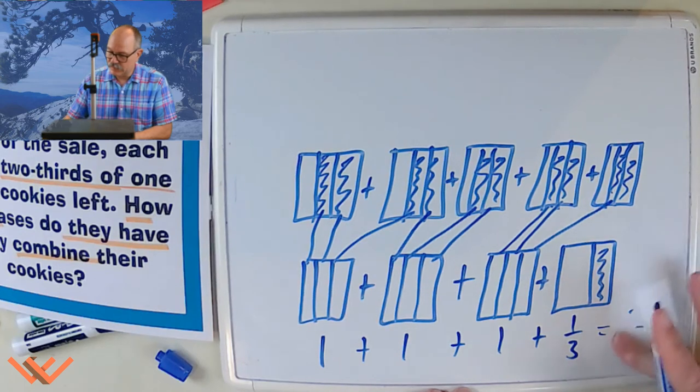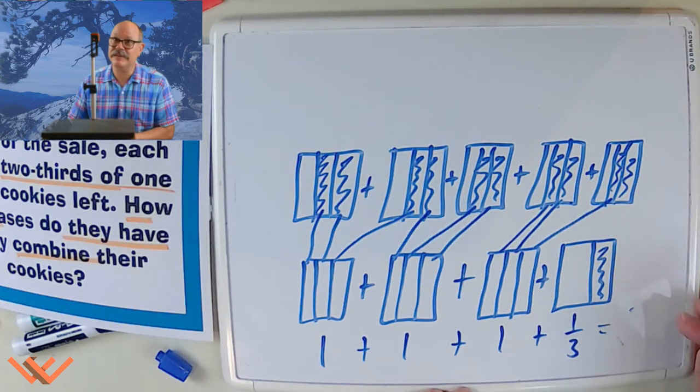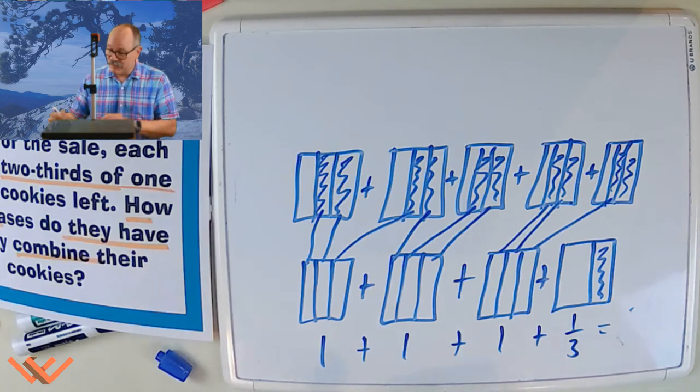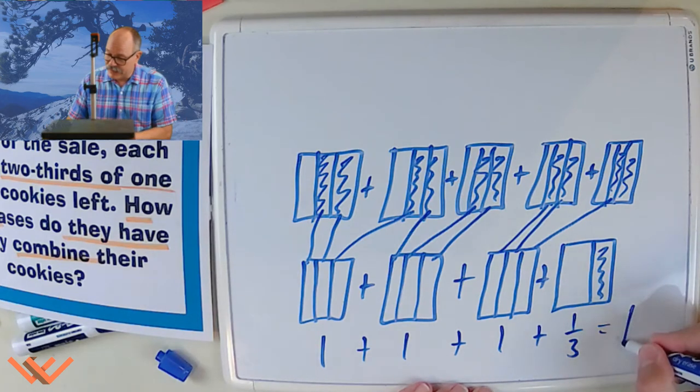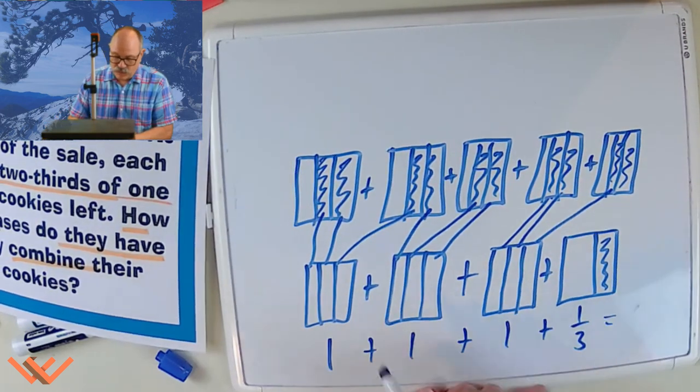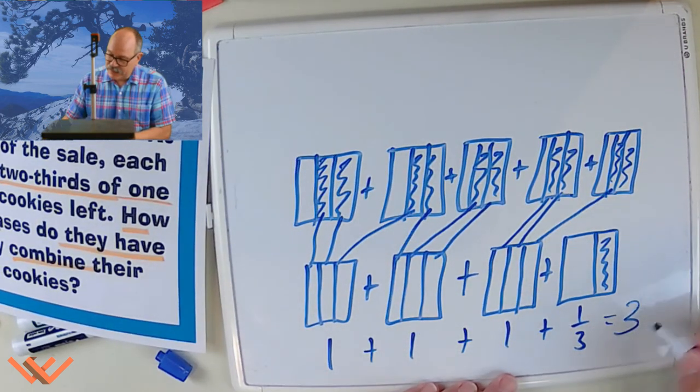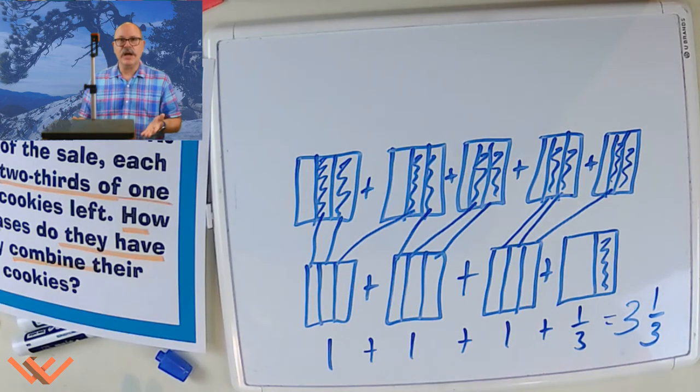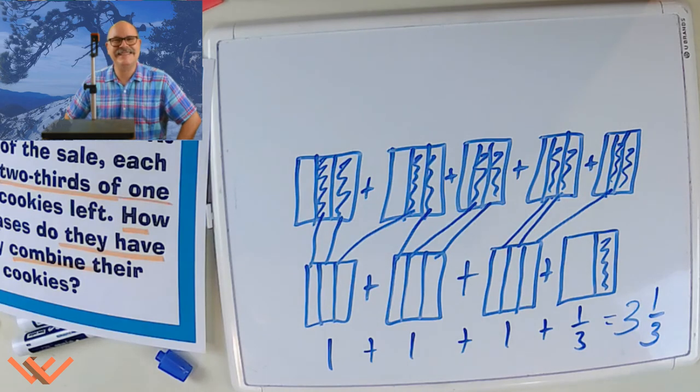Oops. Even Mr. Woods makes a mistake. And that's okay. Mistakes are okay. So here we go. We have, oh boy, I keep making that mistake. Let's try this again. One, two, three, and one third. There you go. But wait, what if we were working with a different number?